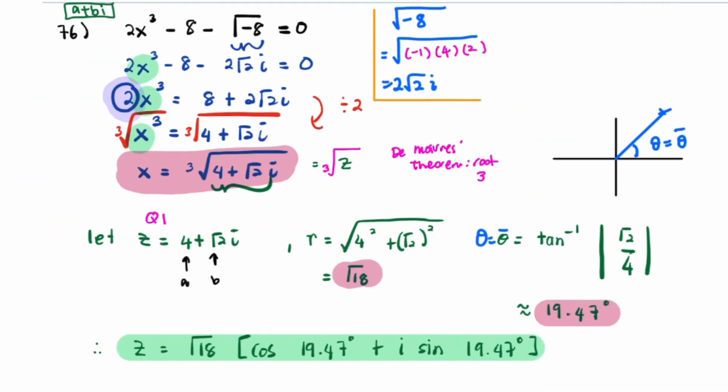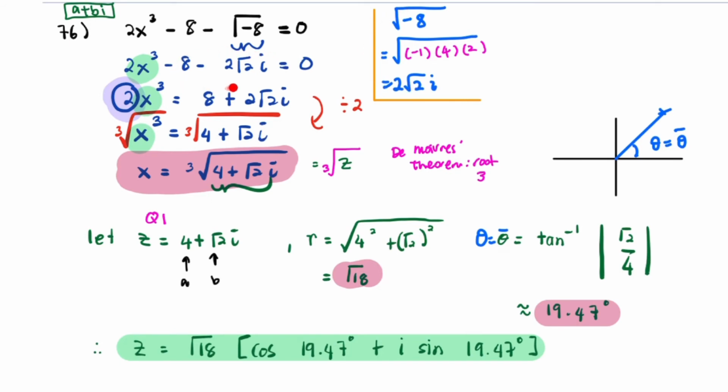Now let's see another higher order question. This is question 76. You are given 2x cubed minus 8 minus root minus 8 equal to 0. So we know that we need to solve for x. So let's rearrange our equation right now. Let's open up root minus 8 first. So root minus 8 is just square root of minus 1 times 4 times 2. So this is 2 root 2 i. You can also find this using calculator.